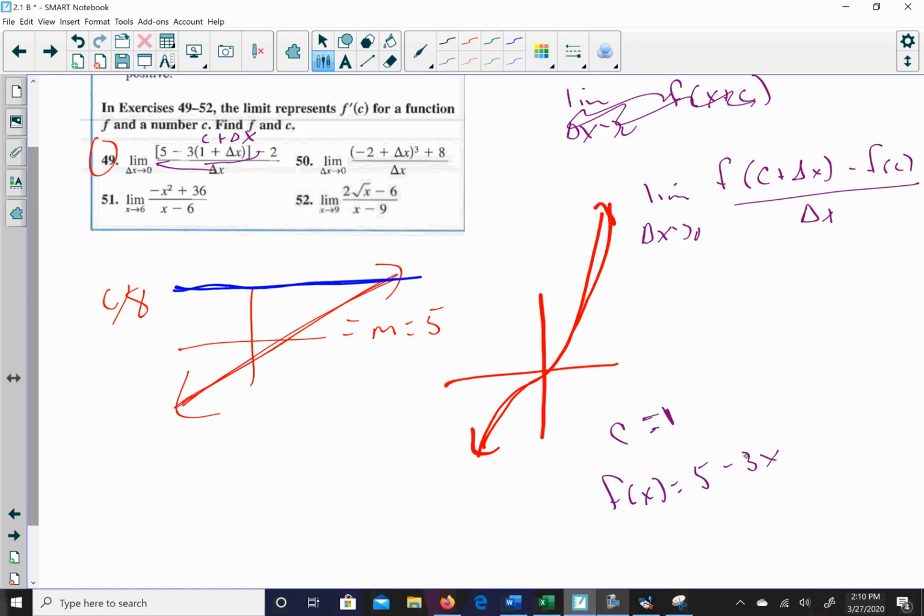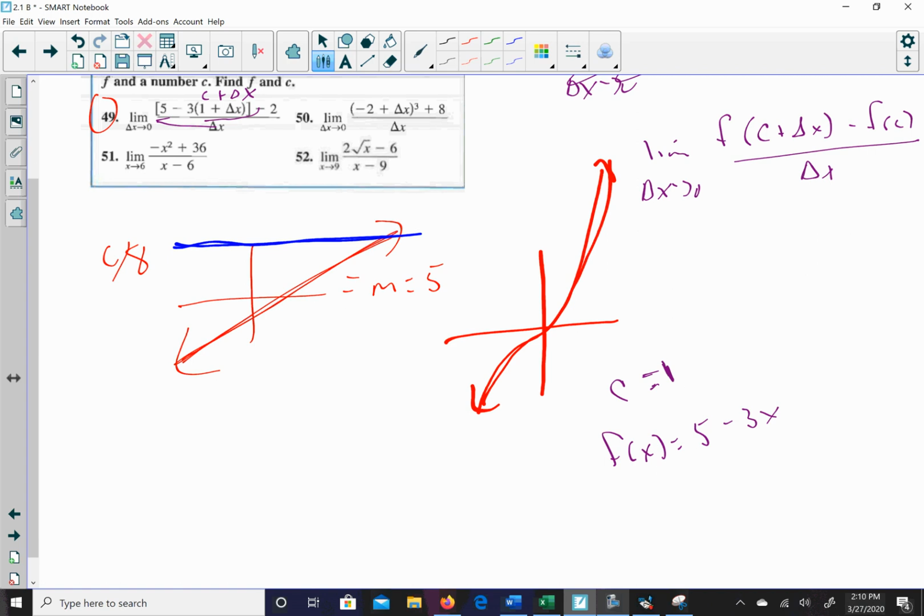And then if I'm having a good day, and I certainly hope that I'm having a good day, if I put this 1 in here, if I find f of 1 and put that in there, 5 minus 3 times 1, I get 2, which is what they have here for f of 1. So that would be my function, and c would be my 1.